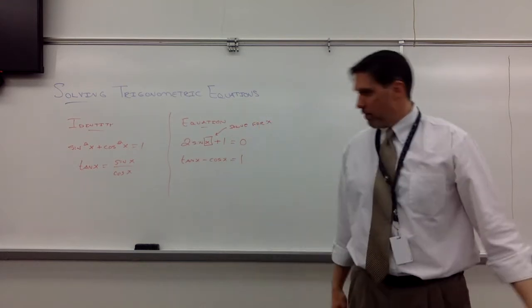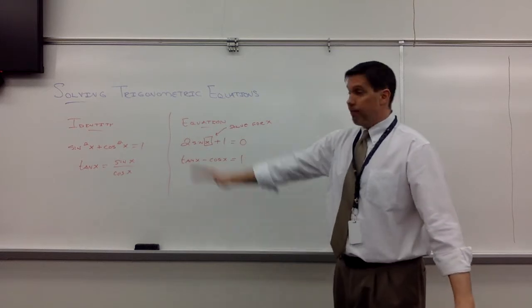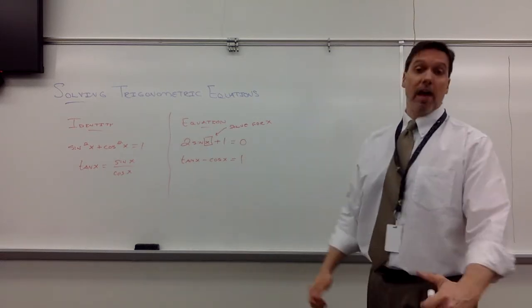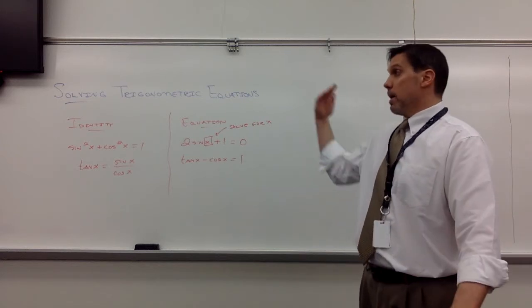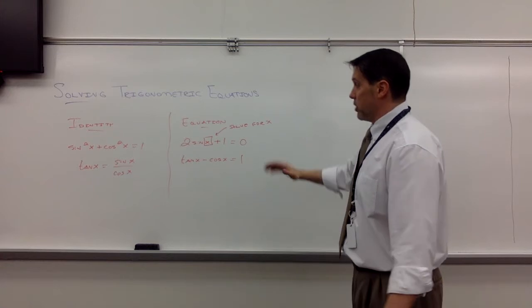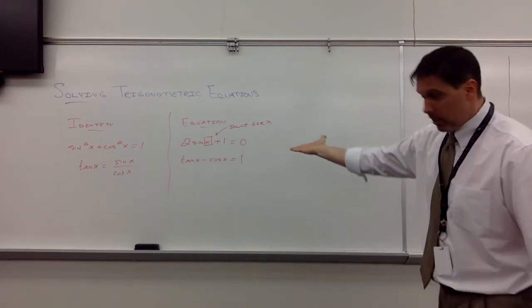Or theta, or whatever the particular variable is. Which means the rules that we use for verifying identities are not something we have to heed anymore, because with an identity, you had to work with both sides. You could not treat it like an equation. With an equation, you are definitely going to treat it like an equation.